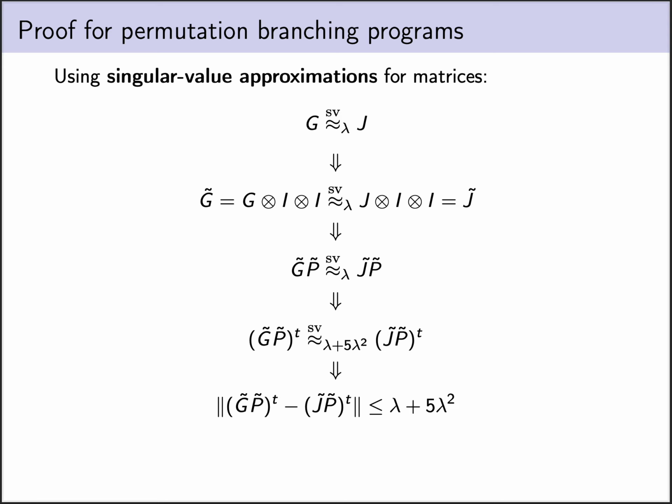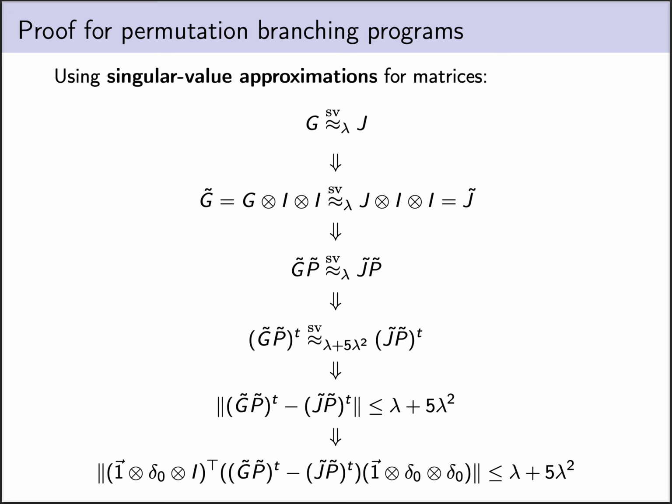And now it's another property of singular value approximations that, given the approximation, we have this bound on the spectral norm of the difference between the two matrices, which gives us what we want. So essentially, we let this approximation notion do the hard work, and we have this concise proof of our bound for permutation branching programs.